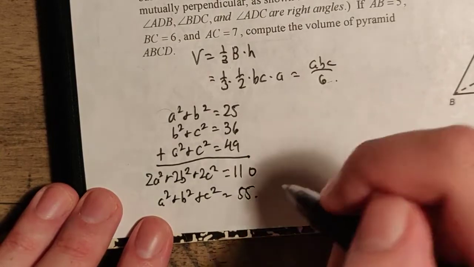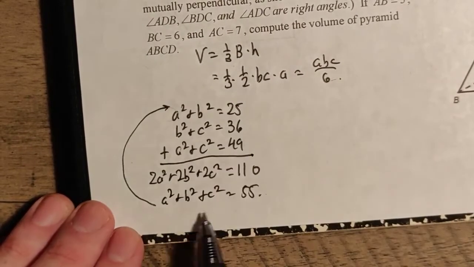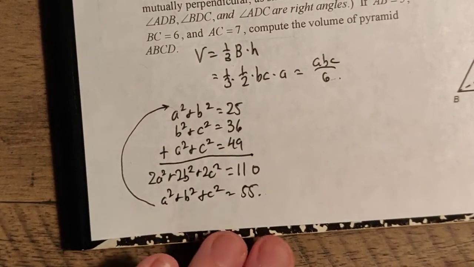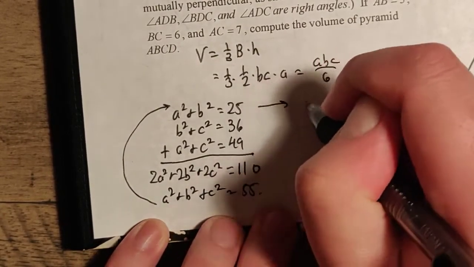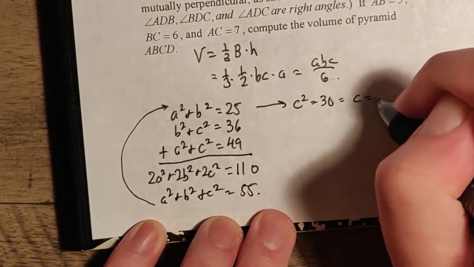Now, the nice part about this is that now we can go back to every single one of these equations here and subtract, right? So in this case, we can take this and go back to this first one here, right? We have a squared plus b squared is 25, and a squared plus b squared plus c squared is 55. So that implies that c squared is 30. So it implies that c is radical 30.